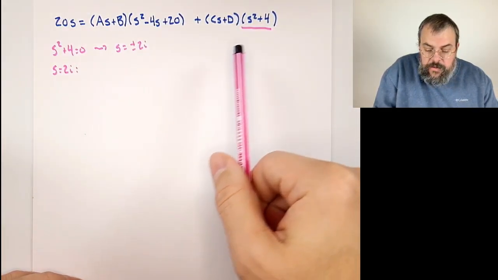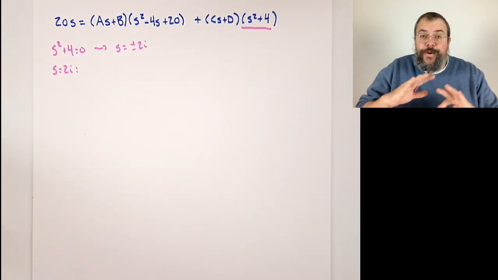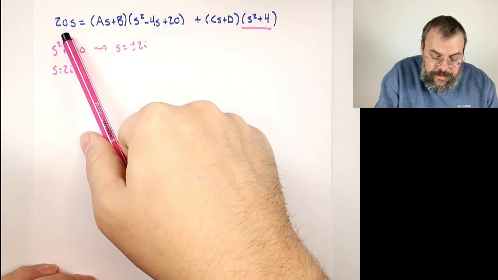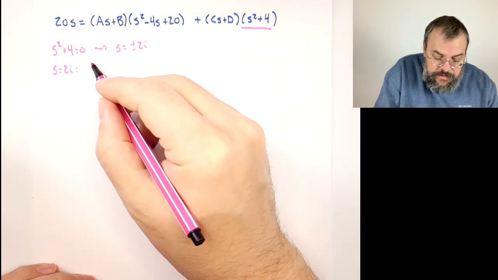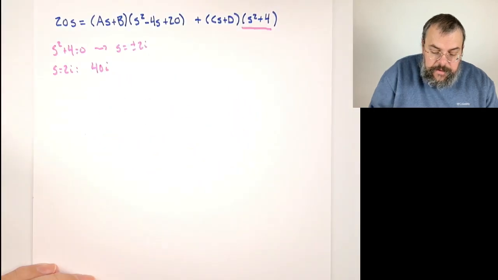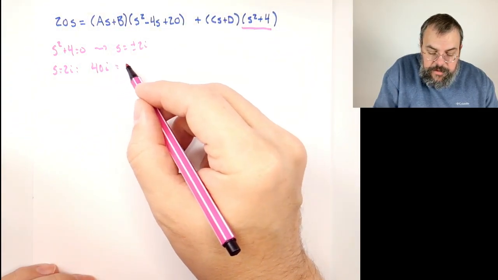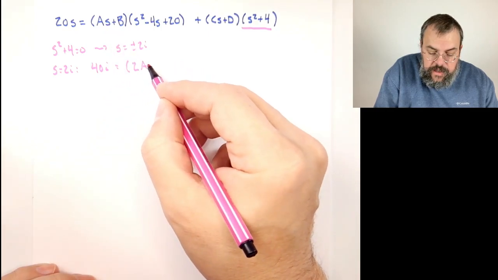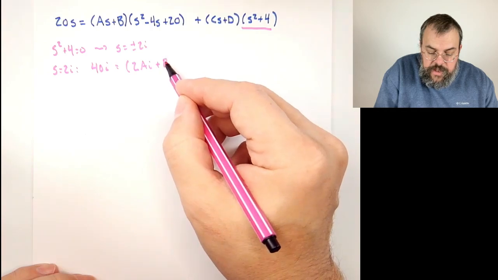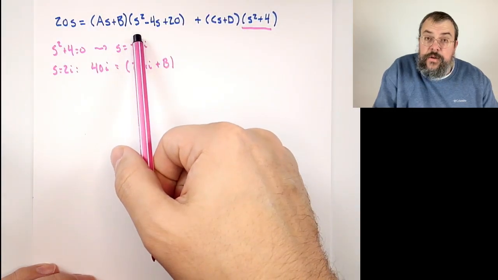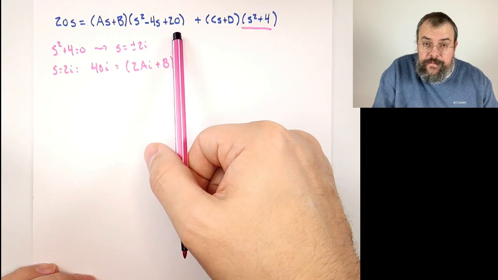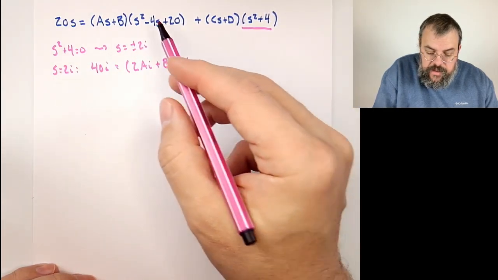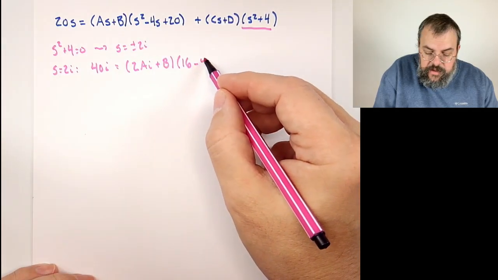And what do we get? Well, the last term will go away, because that's why we chose it. The left-hand side will become 40 times i. And this will be equal to, plug in 2i, so that would be 2ai plus b. Then here, 2i squared is minus 4 plus 20 makes 16. Then minus 8i.